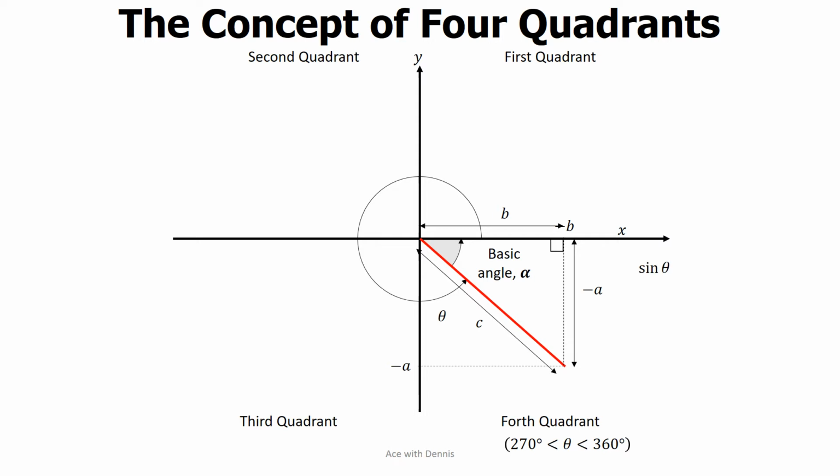Okay, so again, sine theta, opposite over hypotenuse, will be negative A over C. Cosine theta, adjacent over hypotenuse, will be B over C. And tangent theta will be negative A over B. Again, from here we can conclude that in the fourth quadrant, only cosine is positive, and sine and tangent are negative.